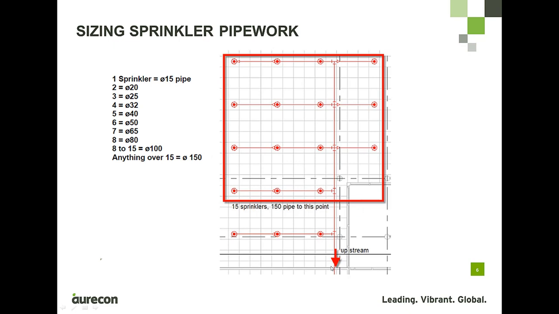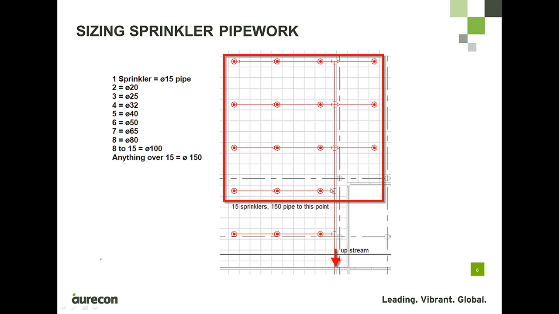So if we look at this example here on the right, this diagram, we can see that we've got pipes feeding from upstream here at this point, downstream feeding these sprinklers. If we count in the red box, we've got 15 sprinklers here. So going by this code here on the left, we're going to need a pipe of 150 millimeters in diameter up until this point where it's feeding 15.